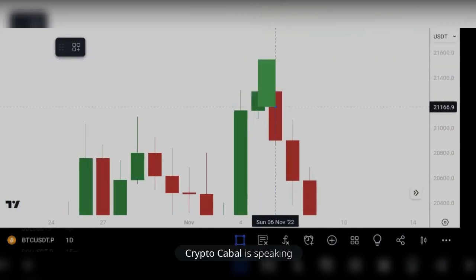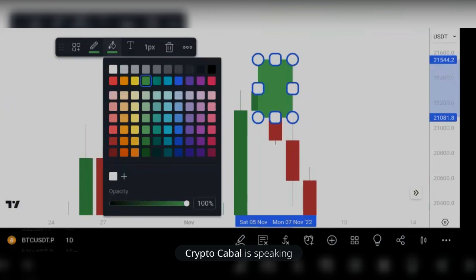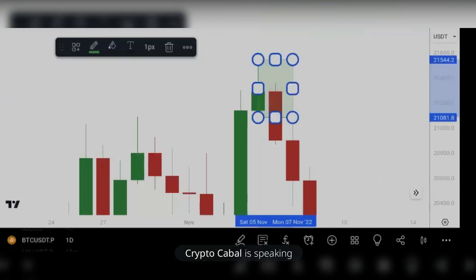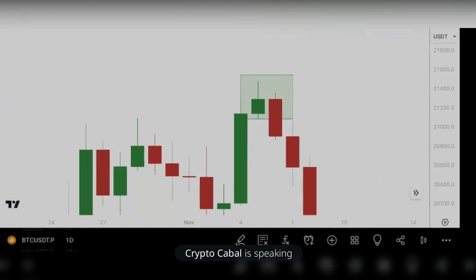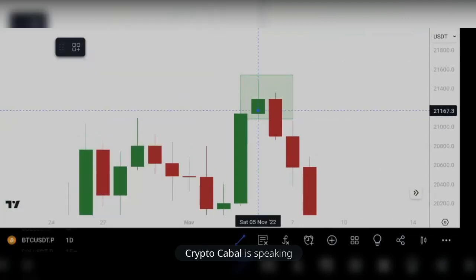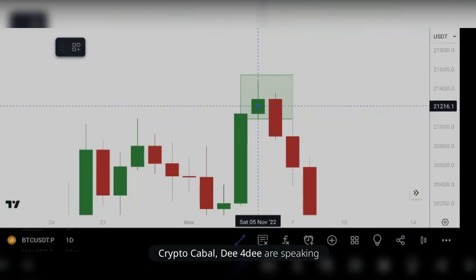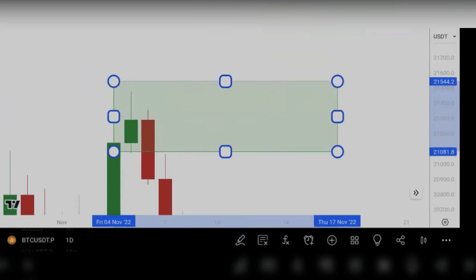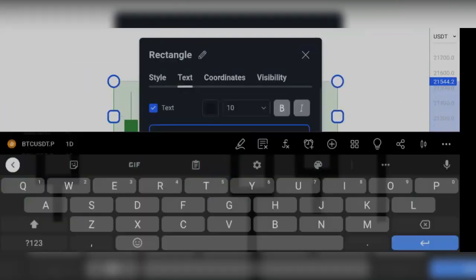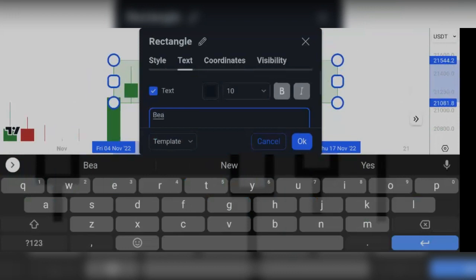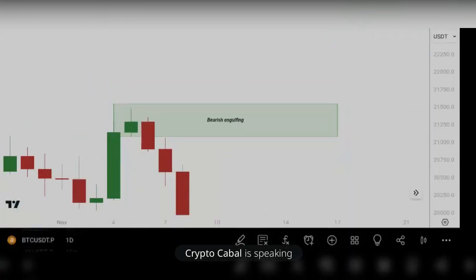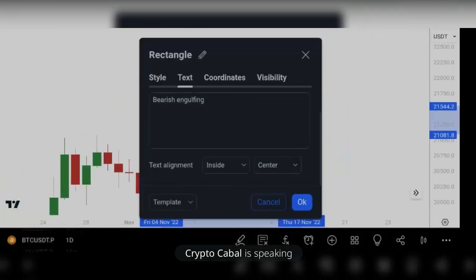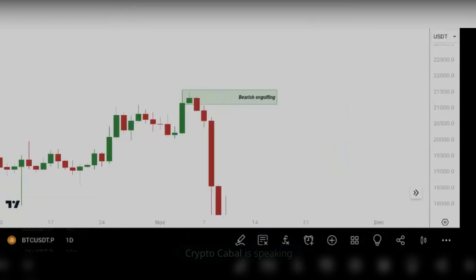Now, from this point to this point, these two candles I drew, you can see the green and the red. This is what we call the bearish engulfing. Let me label it. Now, this is what we call the bearish engulfing.